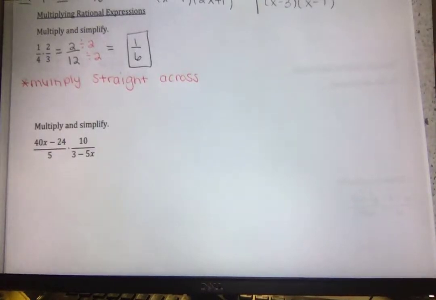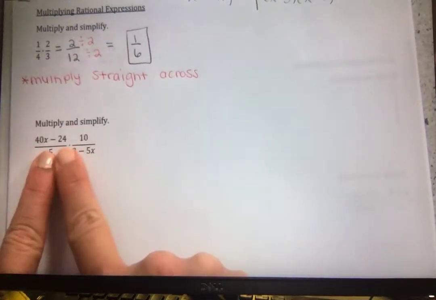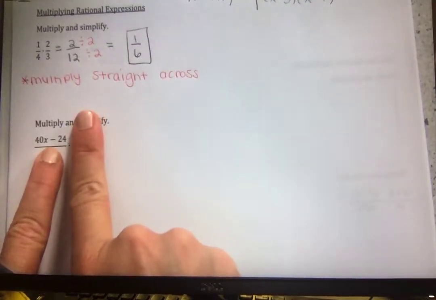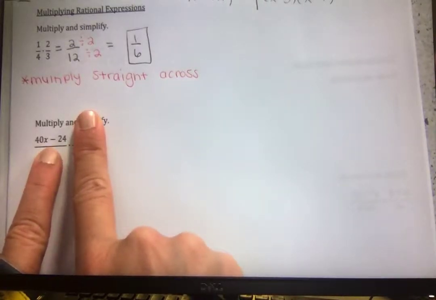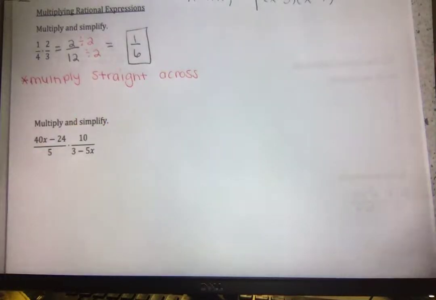So next example, multiply and simplify: 40x minus 24 all over 5 times 10 all over 3 minus 5x. Looking at this, let's go ahead and factor while we're here. Looking at our first term, 40x minus 24, the greatest common factor is 8. Factoring out an 8. What's left over?